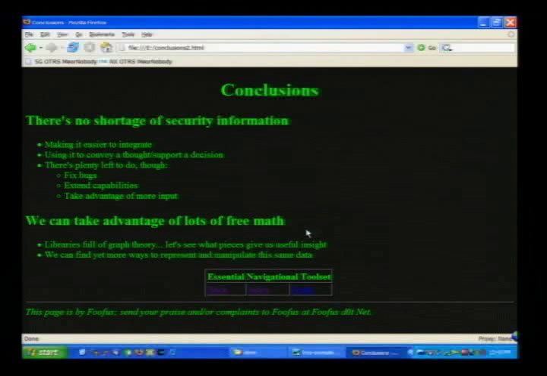All right, and we've got just libraries full of graph theory that we can take advantage of and maybe use. People have been proving theorems for centuries, and these actually suddenly have applications to making security decisions. That transitive closure equation is a nice one for us.